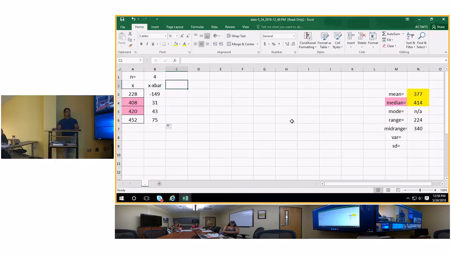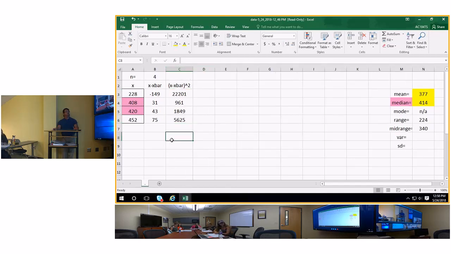And what does the formula say after we get x minus x bar? What are we supposed to do? Square it. Did y'all take notes? Equals, raised to the second power, and copy down. So we've got x minus x bar, and we've got x minus x bar quantity squared. Now what do we do? That funky looking sigma, what do we do? Add them all up. And that is your numerator for your variance.